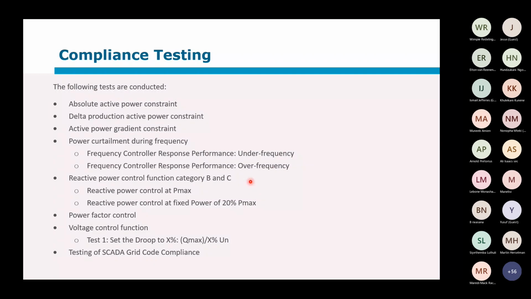Then the reactive power control function. Can you control the power factor, and can you control the voltage? Those are all requirements in the grid code that the generator must be able to set in different modes, and you can set different droop values. And then the SCADA integration. Can you receive the signal from whichever system operator or network operator? Because you then have to return that you've received this, and that you're going to implement this from the generator point of view.